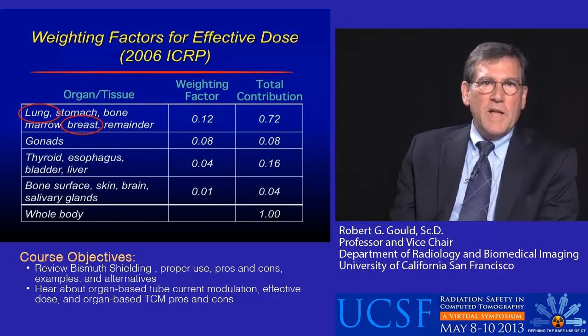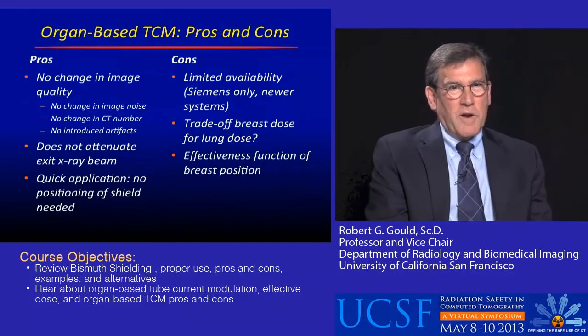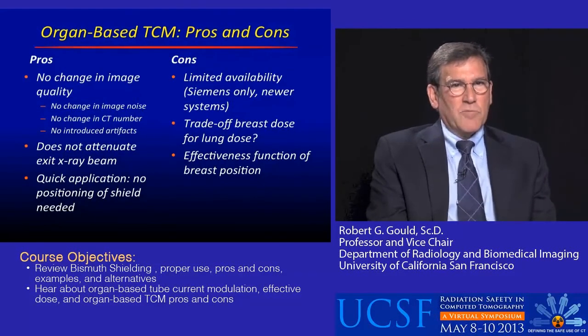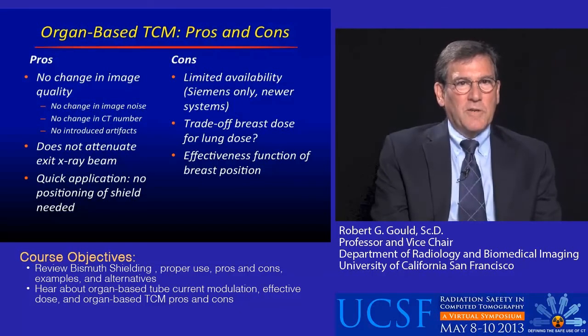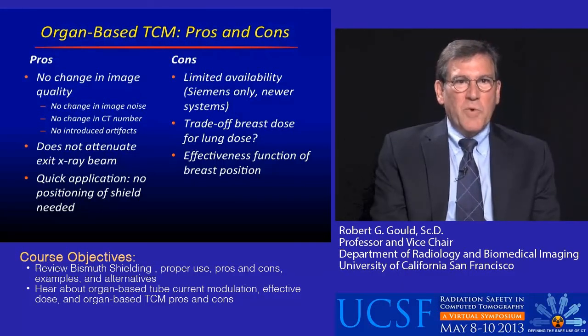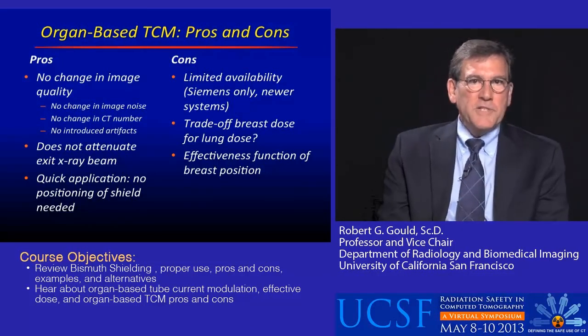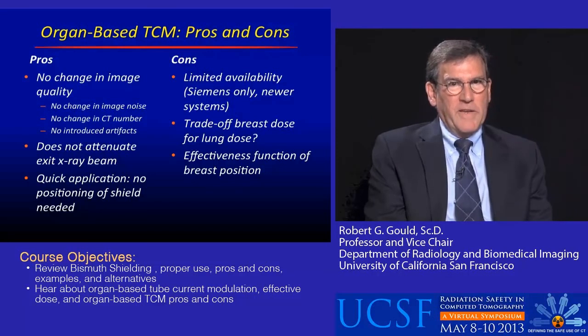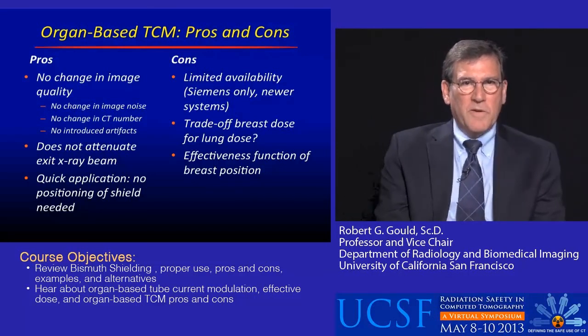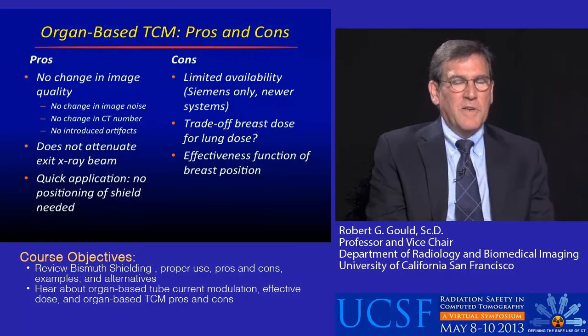So the pros and cons of organ-based are, the pros are that the image quality is really maintained. There's no change in the noise, no change in the CT number, there's no introduced artifacts, and there's no attenuation of the exit beam. Also, it's quick application. You have no positioning of the shield. You don't have to enter the room after you've scouted. But the cons are that it has limited availability, really Siemens only at this point, although, as I say, that may change.